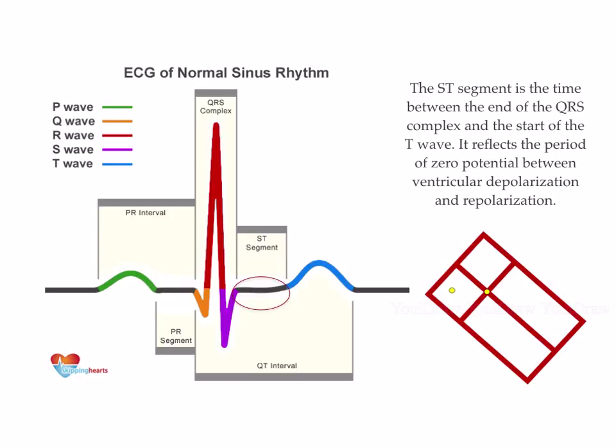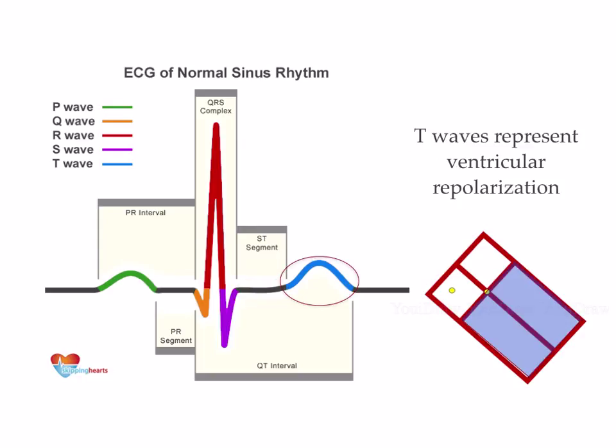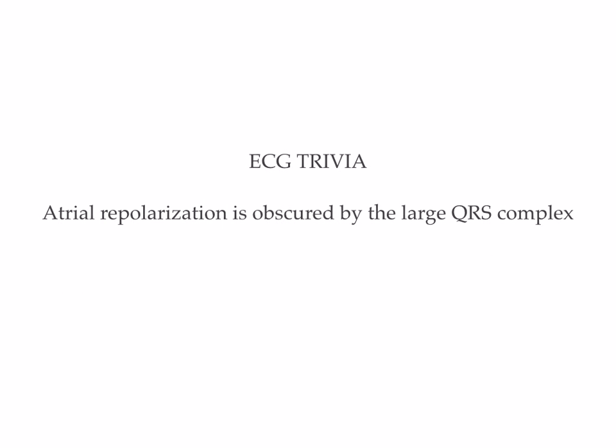Moving on, we have our ST segment, which basically is the time between the end of the QRS complex and the start of the T wave. This reflects a period of zero potential between the ventricular depolarization and repolarization. And finally, we have our T waves, which represent ventricular repolarization. Another quick EKG trivia, atrial repolarization is obscured by the large QRS complex, and that's why it's not typically seen on EKG.